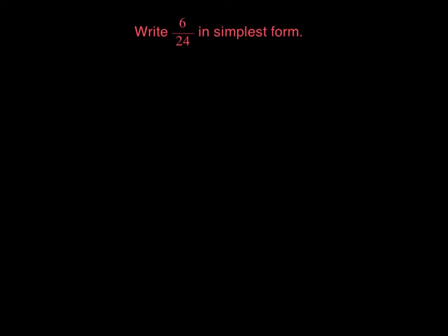If I'm asked to write a fraction in simplest form like I am here, so I have 6/24. To get this fraction in simplest form, what I want to do is find common factors that I can divide both the numerator and the denominator by. So a common factor in both 6 and 24 would be 2. So I can divide each of these by 2. And when I do that, I am left with 6 divided by 2 is 3, and 24 divided by 2 is 12.